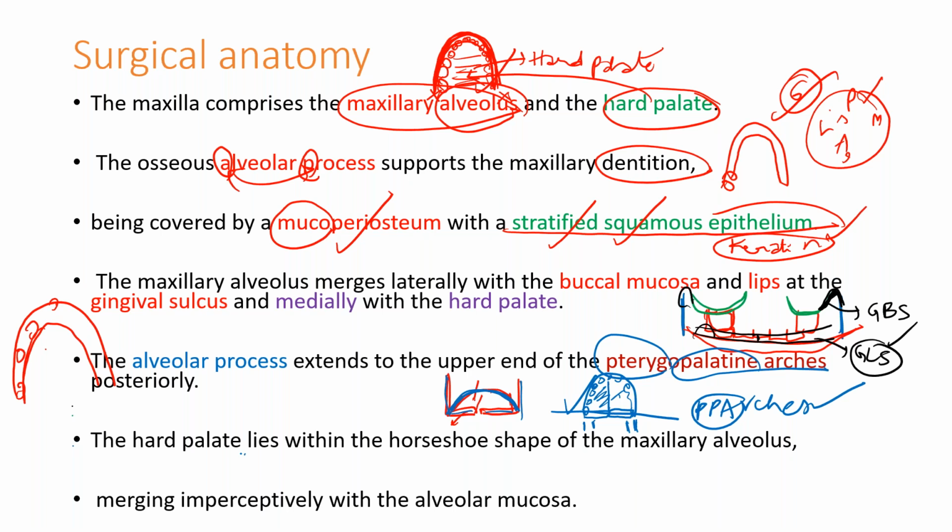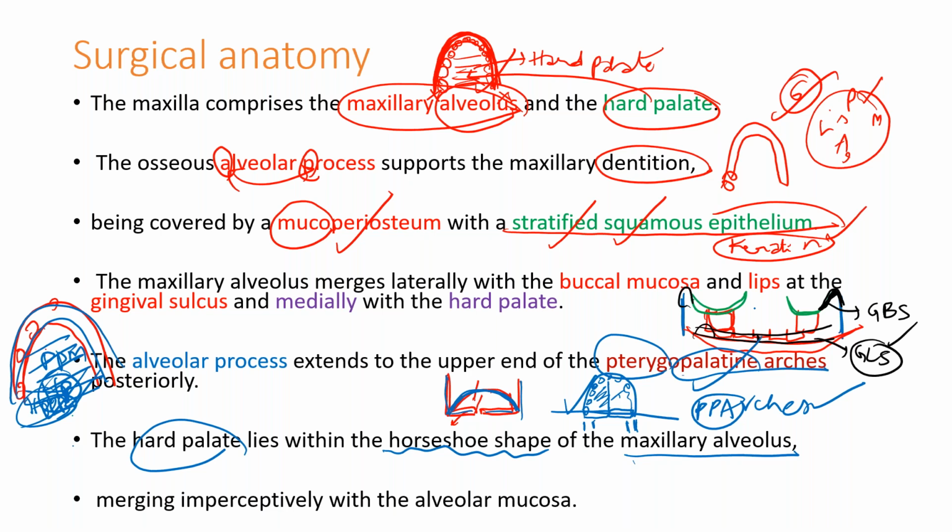So where is the hard palate? The hard palate is lying within the horseshoe shape of the maxillary alveolus. If you take this as the horseshoe shape of the maxillary alveolus, I have already drawn it here, and this becomes the hard palate. The hard palate is formed by the palatine process of the maxilla. This is the palatine process of the maxilla, this is the horizontal plate of the palatine bone, and behind will be your pterygopalatine arches.